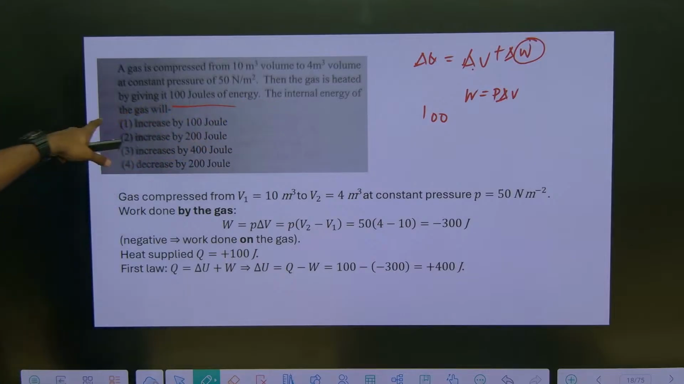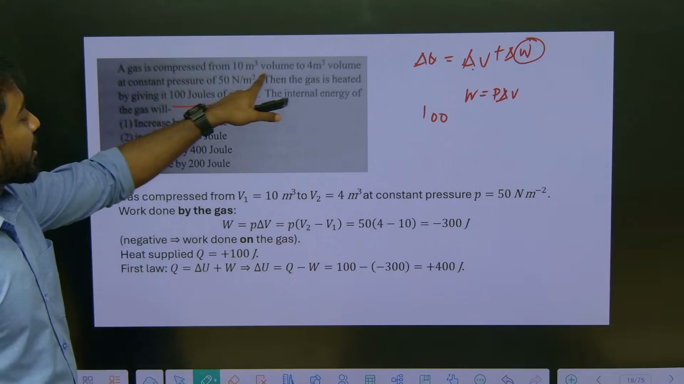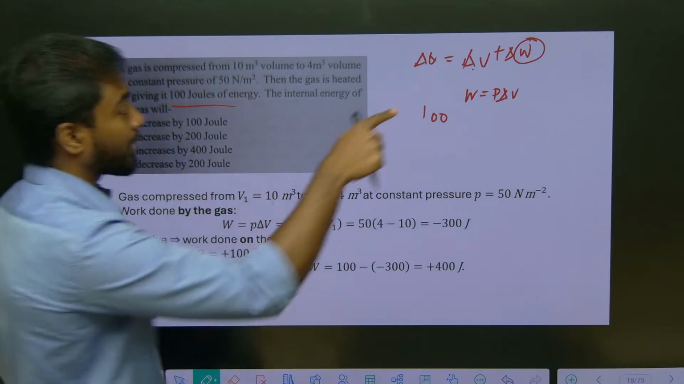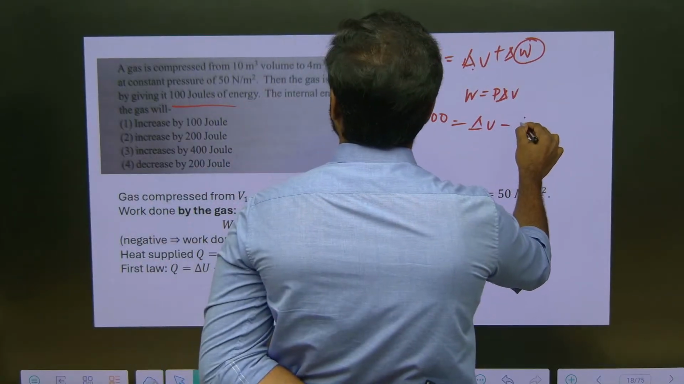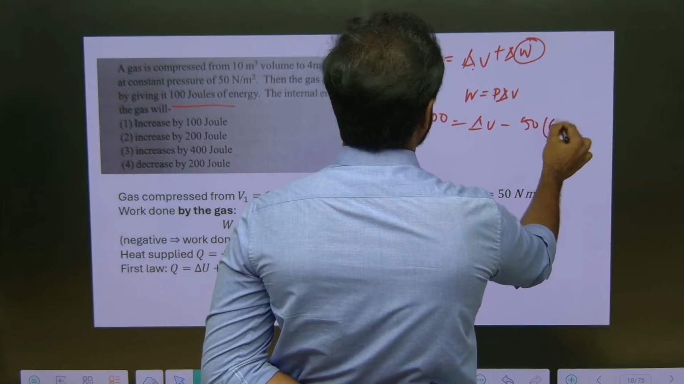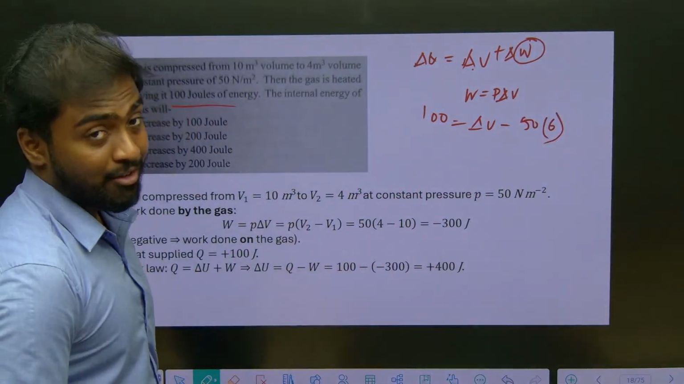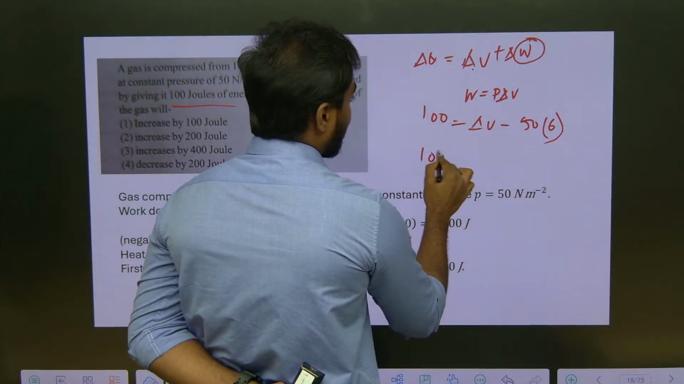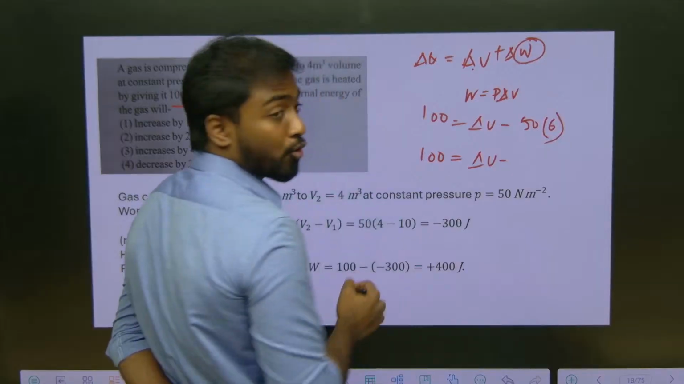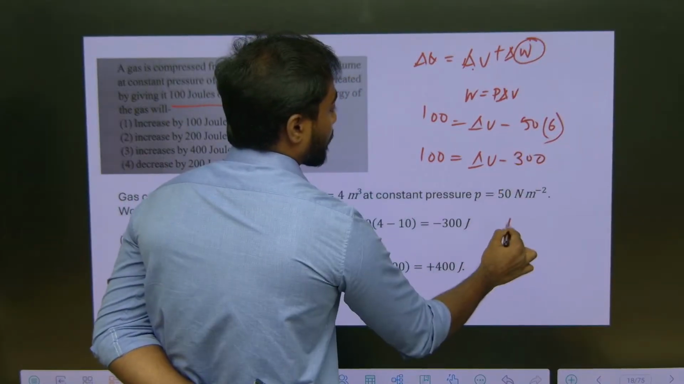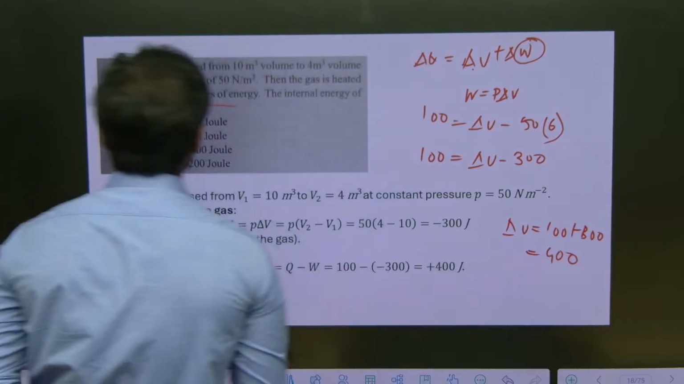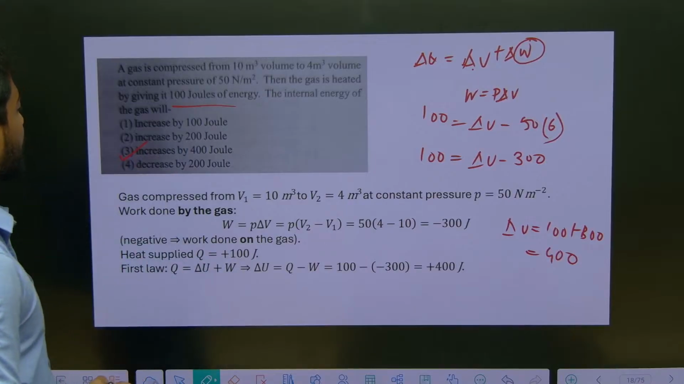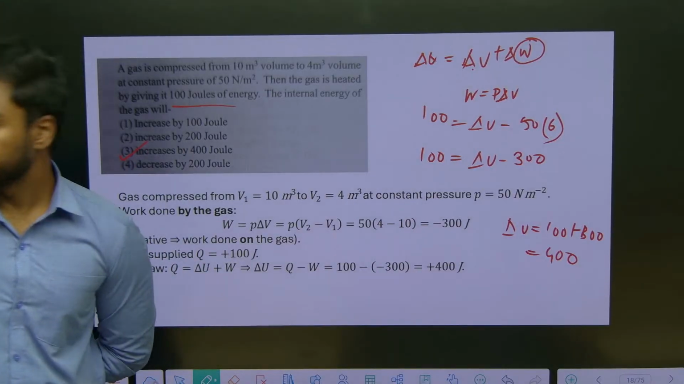So one more thing, at constant pressure, the gas is compressed, in the sense work done will be negative. So delta Q is equal to delta U minus, what is the pressure, 50, and what is the volume, 6. So 10 meter cube to 4 meter cube, 6 is the remaining change. So 100 is equal to delta U minus 300. So delta U will be equal to 100 plus 300, which is nothing but 400. Internal energy increases by 400 joules. Option 3 is the correct answer for this question.